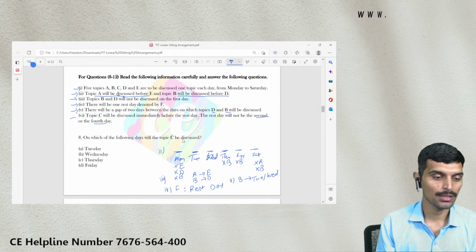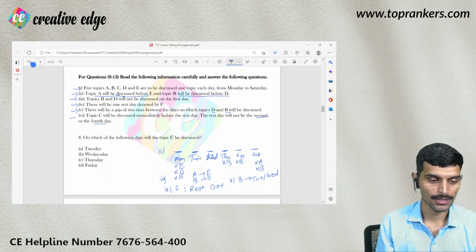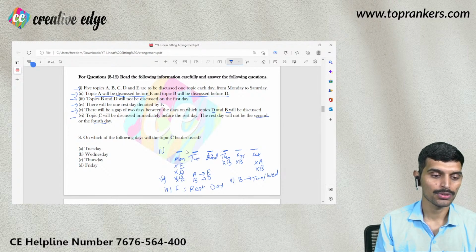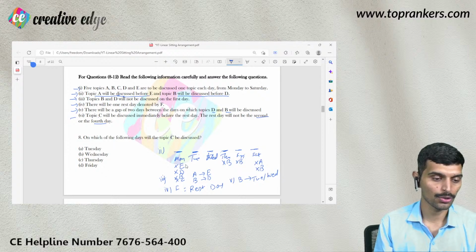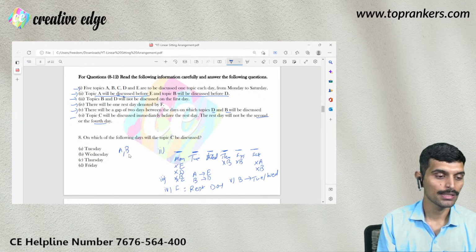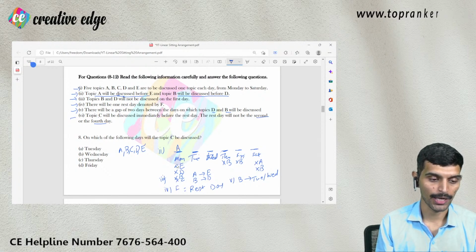So C is to be discussed before the rest day, and the rest day cannot be the second day, that is, C cannot be discussed on Monday. So there are only two possibilities. Out of the five, A, B, C, D, E, we have four possibilities eliminated. So it has to be A on Monday, right? A has to be discussed on Monday.